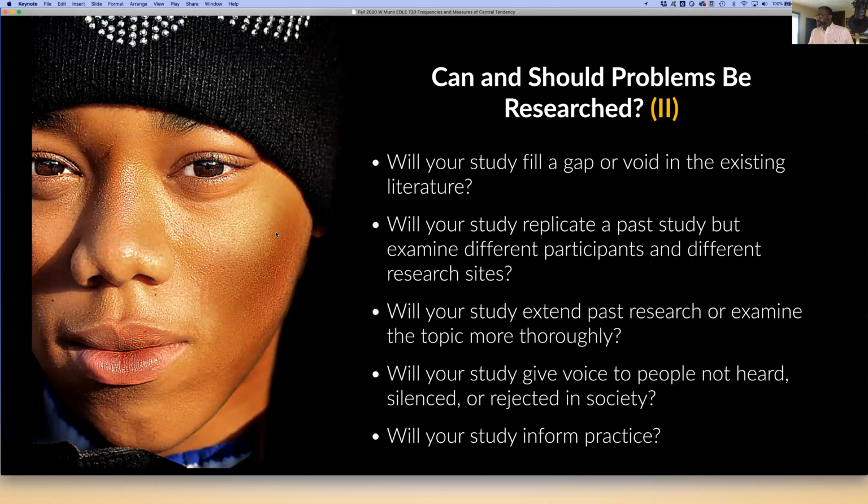All right, can and should problems be researched? I'm pretty sure I misnumbered that one. But will your study fill a gap in the void or existing literature? Will your study replicate a past study but examine different participants and in different research sites? This is a really good one.